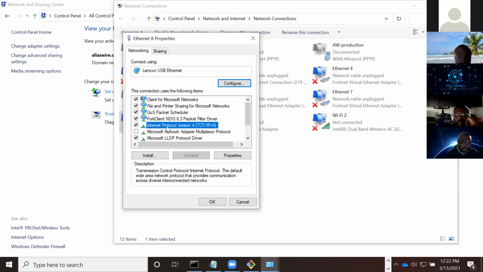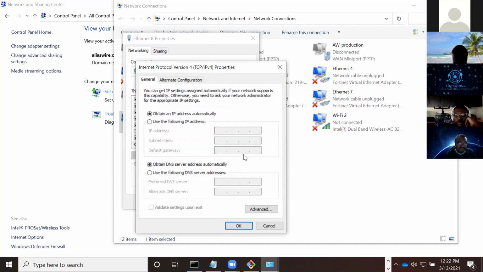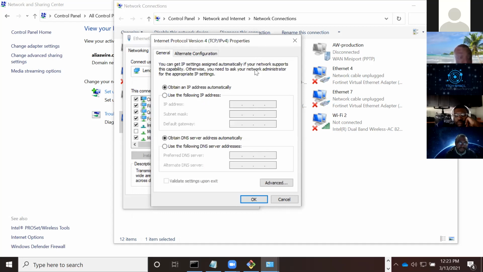Click once on the Internet Protocol version 4. And then let's say properties. You see where it says properties? Can everyone see here? I want us to be on the same page. Yes. All right. Have you clicked on it? Yes. Can you guys see this page that I'm on right now? Yes. Yes, please. All right.